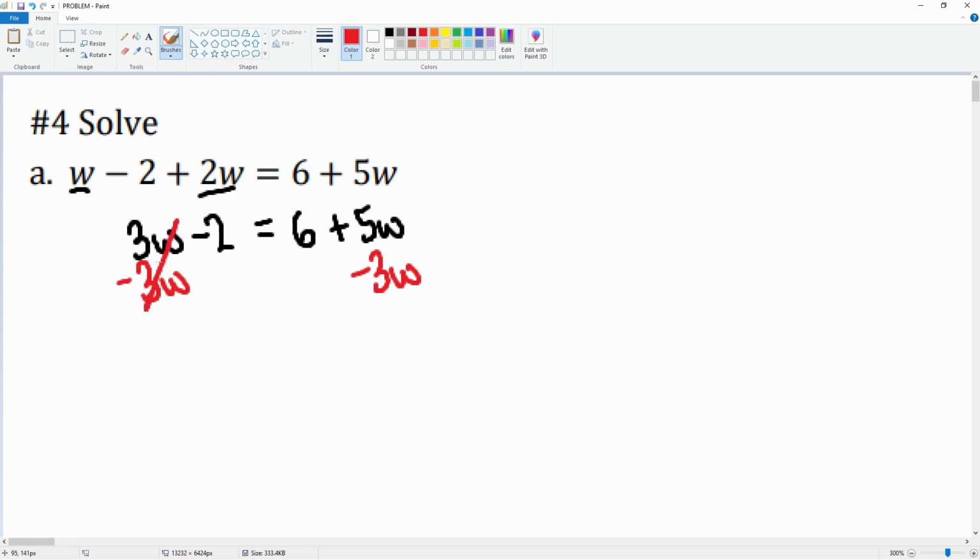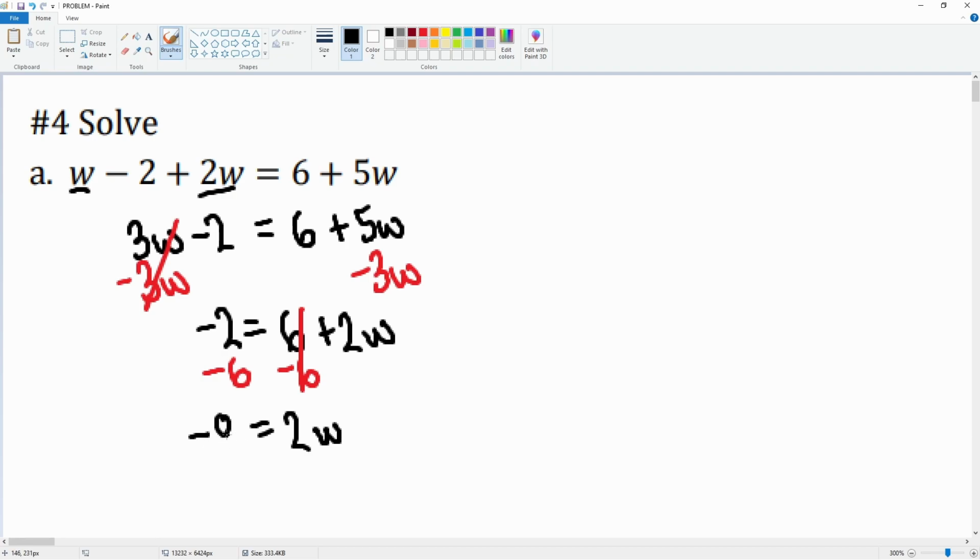3w minus 3w cancels, leaving you with just a minus 2 on the left hand side, a 6 on the right. 5w minus 3w gets you a positive 2w. Now the fact that the variable is on the right, we want all the numbers or the constants on the left. So we're going to subtract 6 to both sides. 6 subtract 6 on the right hand side cancels, leaving you with just a 2w on the right hand side. On the left hand side, we have negative 2 and negative 6. That gets you negative 8.